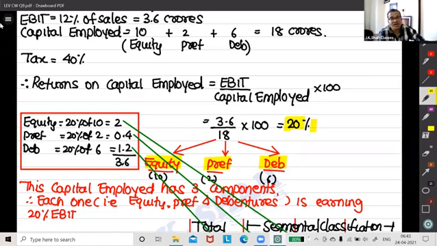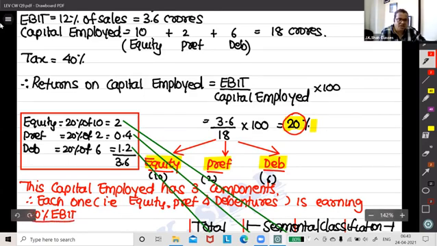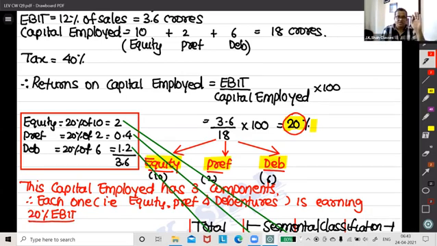We got the rate as 20%. That means everybody is earning 20%. So 20% of 10 is 2, 20% of 2 is 0.4, 20% of 6 is 1.2. And it matches also, no? EBIT is 3.6, and even if I take the total of this, it is 3.6. So this capital employed has 3 components, equity, preference, and debentures, and each is earning 20% EBIT. Everybody agrees still here?